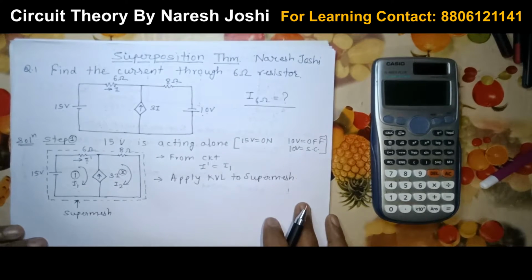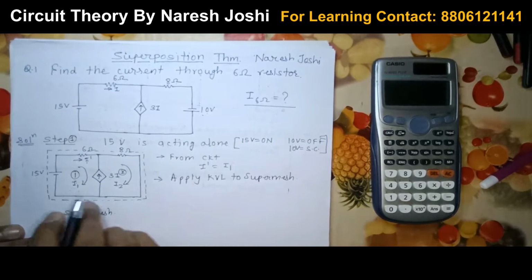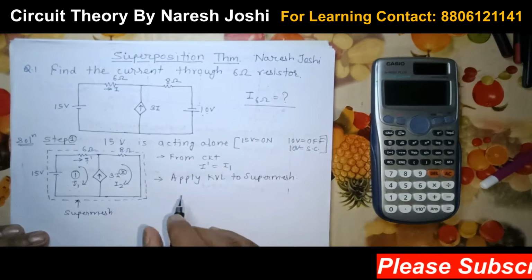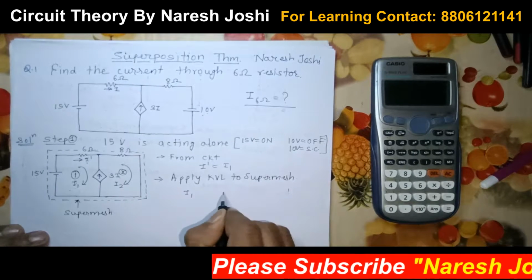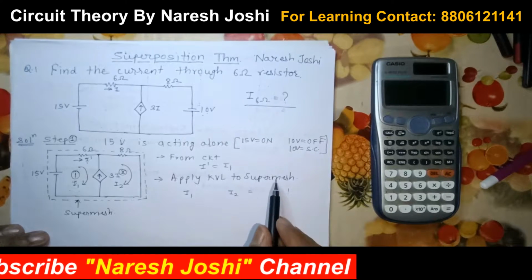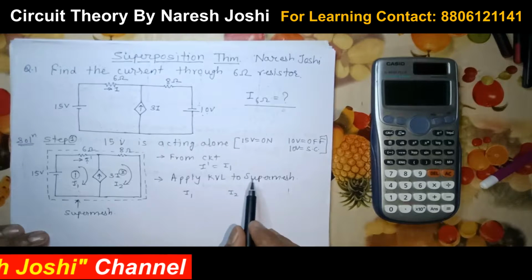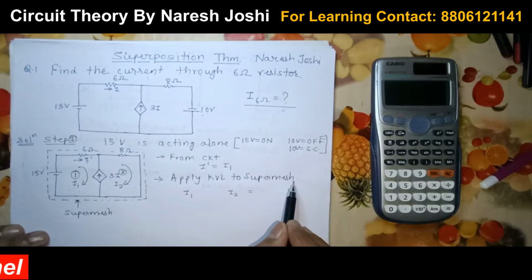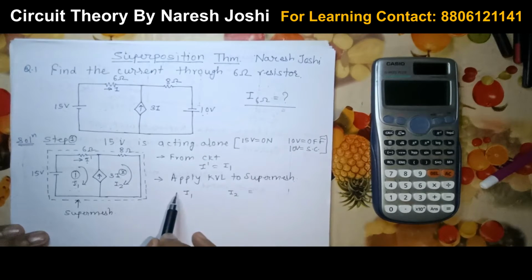Here we have to use our direct method. How many meshes are there? Only 2 meshes, so we will write 2 currents, I1 and I2. Clear? Then we have to check which mesh we are applying the KVL to. Here we are applying the KVL to the super mesh, so both I1 and I2 come under the super mesh. So here I will write a negative sign. Clear? Remaining all will be positive.